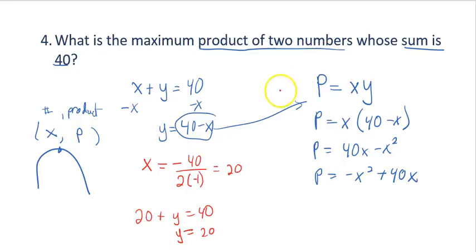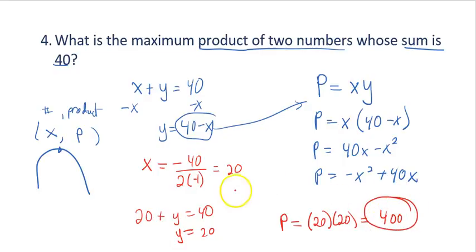They could have asked that, but they wanted to know the maximum product. So they actually wanted to know what p was. So if I plug in x and I plug in y and find their product, I get 400. And so that is my answer. Our maximum product is 400. Our two numbers are 20 and 20.